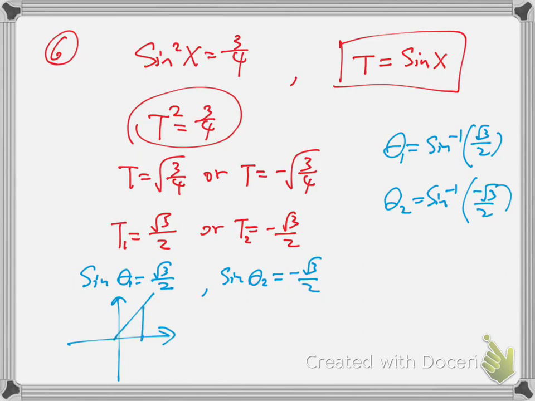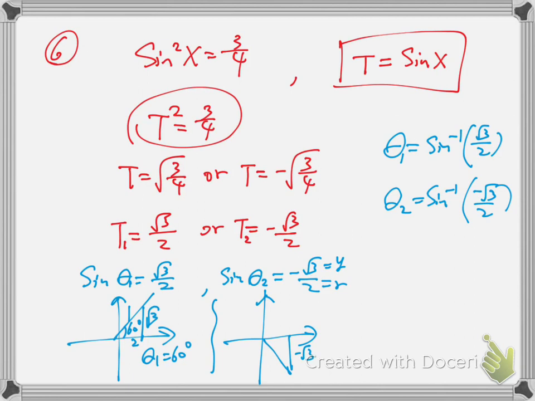So where is this? This is radical 3 over 2, y over r, so this theta is 60. So theta 1 is 60. And then this one, we know sine is negative, so y is negative. This is y, this is r, right? This is negative radical 3, 2, 1. So this will be 60 again, so theta 2 is negative 60.